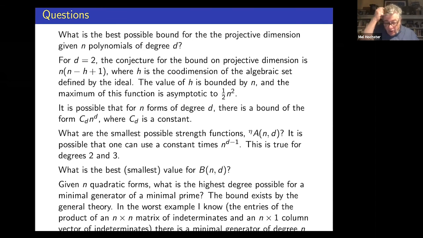I don't know anything worse, but I don't know any really good theorems about this. So this is a very simple question about quadratic forms. Given n quadratic forms, given a minimal prime, and looking at the minimal generators, how big a degree do you need? There is a bound. It does not depend on the field or the number of variables. Just little n, some function. And it might be little n, the degree bound, I don't know. So this is just an example of another open question.